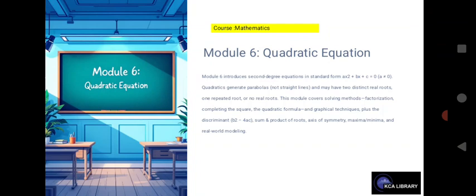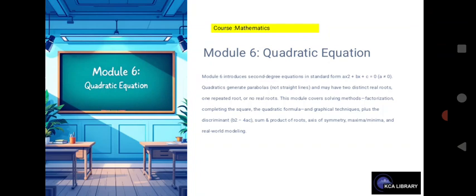You see equations like ax squared plus bx plus c equals 0, where a is not equal to 0. That means it is a quadratic equation. Quadratics generate parabolas. When you plot the graph, it generates parabolas, not a straight line, and they have two distinct real roots, one repeated root or no real root.